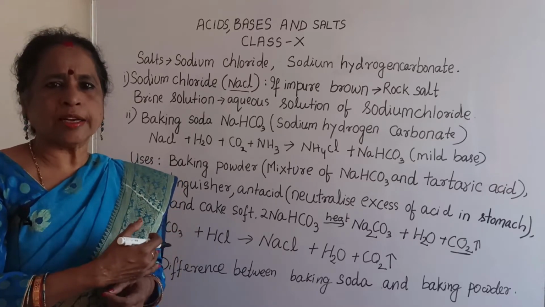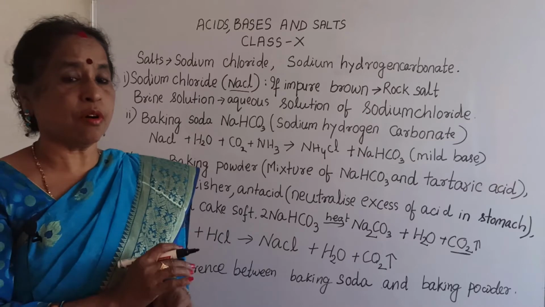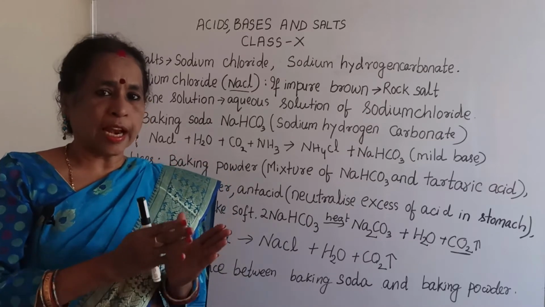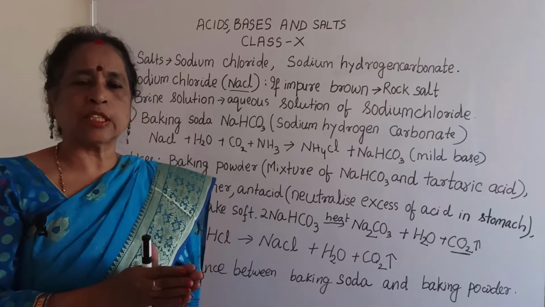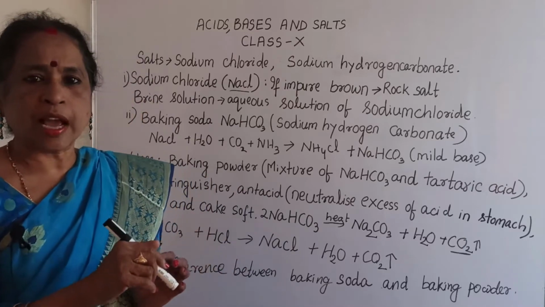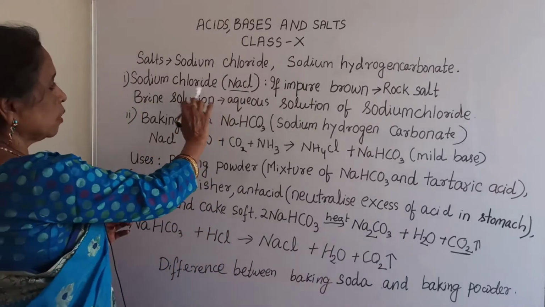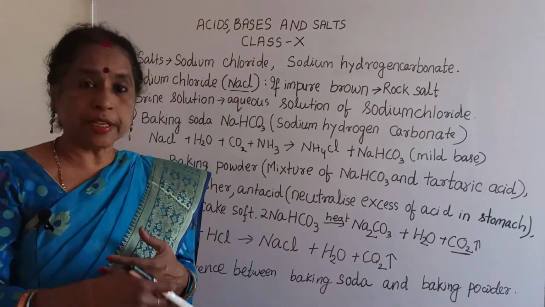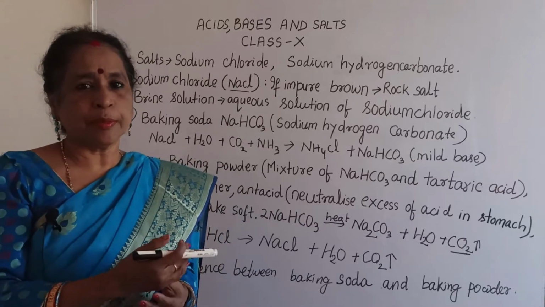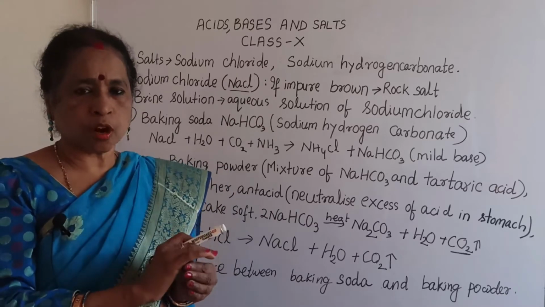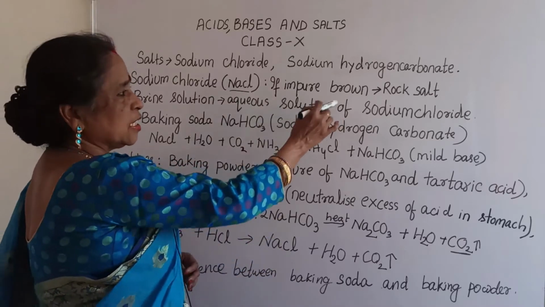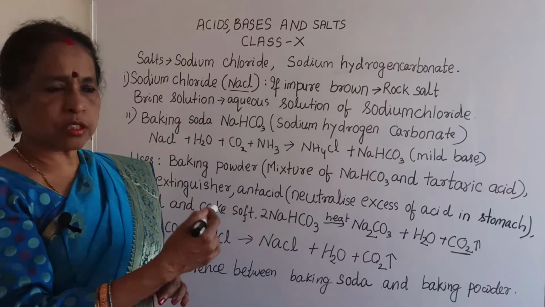But the sodium chloride that we are using is in pure form, that is iodized, because it is important for our health. So at home you are using common salt, that is sodium chloride, but it is in pure form and it is also iodized. Now this sodium chloride, if it is impure, then the color is brown and it is known as rock salt. If sodium chloride is impure, then the color is brown and that is known as rock salt.